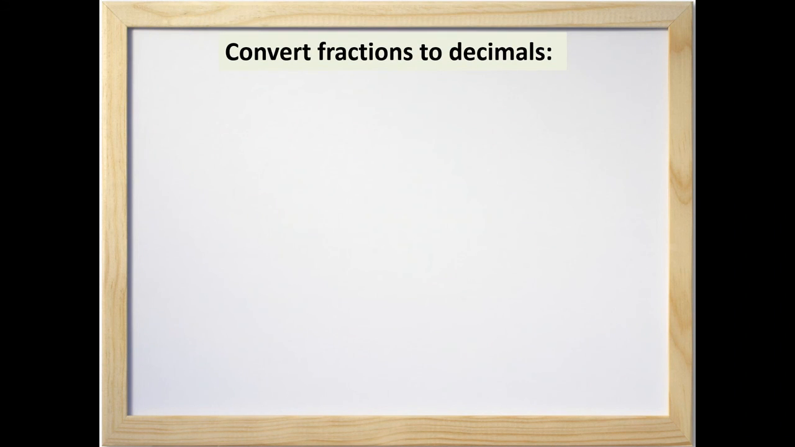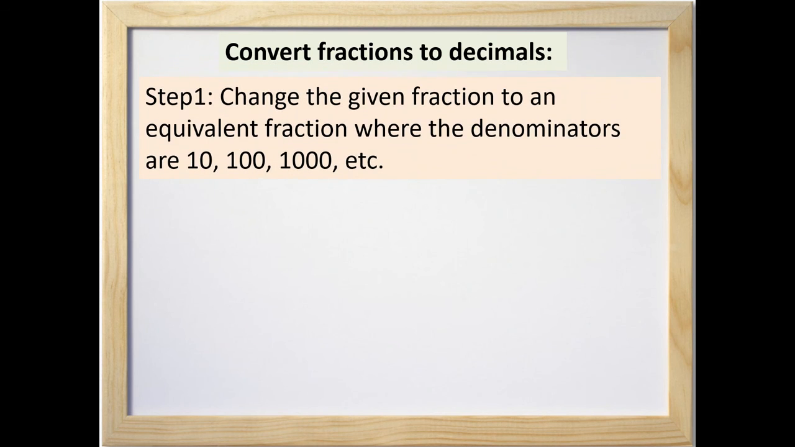Children, now we will be learning the steps for converting fractions to decimals. So step 1, we have to change the given fraction to an equivalent fraction where the denominators are 10, 100, 1000, etc. That means we have to convert the given fraction into a decimal fraction.